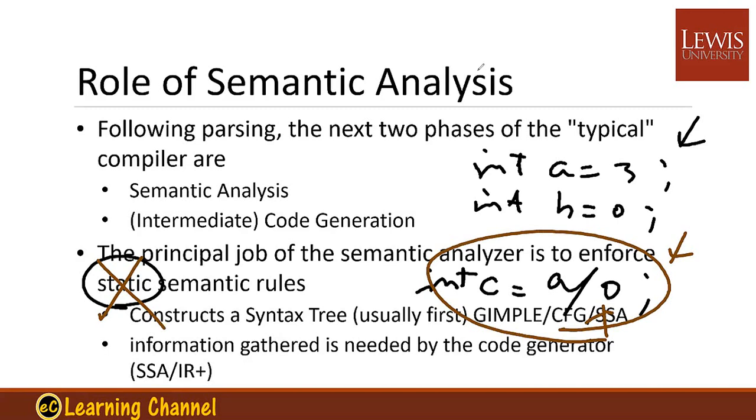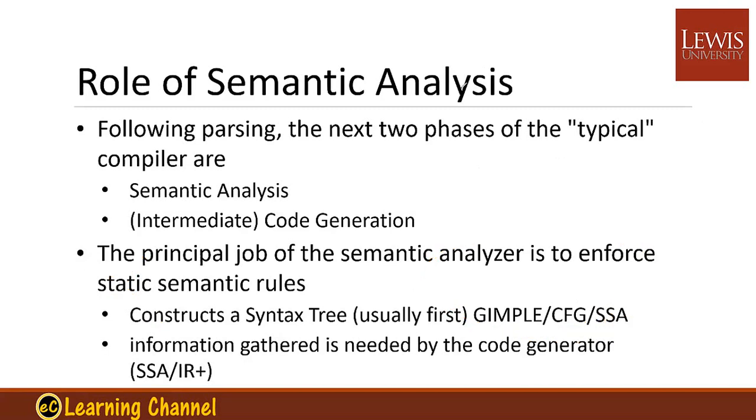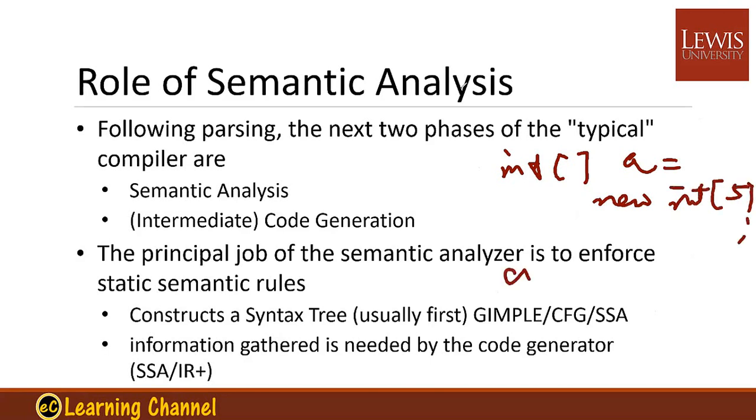Also something like this one: integer array a equals new integer array of 5 elements, and you do a of 6 equals 10. This won't be caught. The compiler just says, okay, integer, good, pass, right? But at runtime you see the index out of bound problem, the array index out of bound.